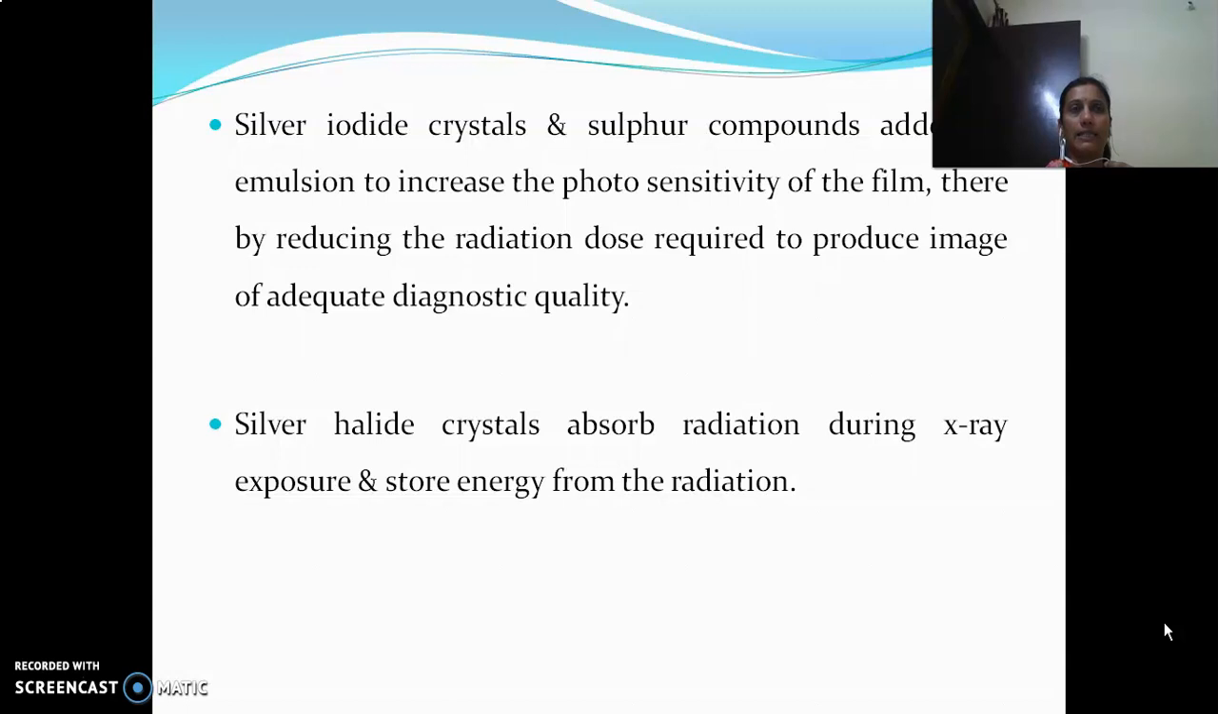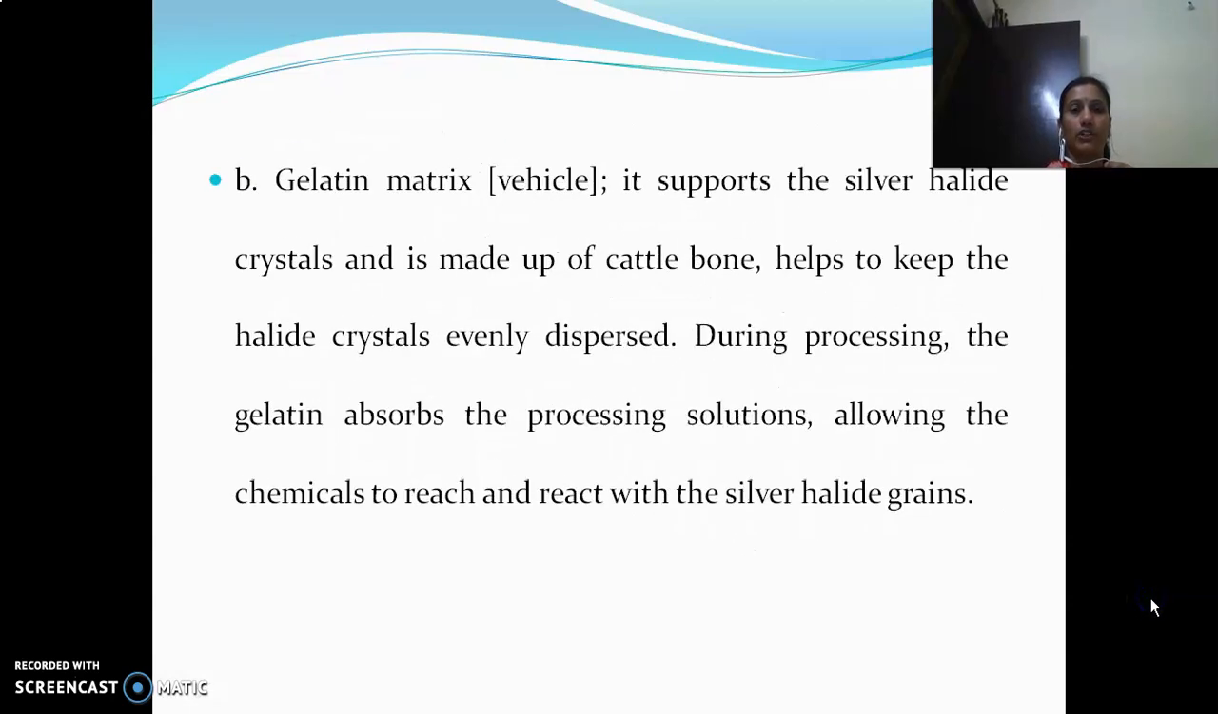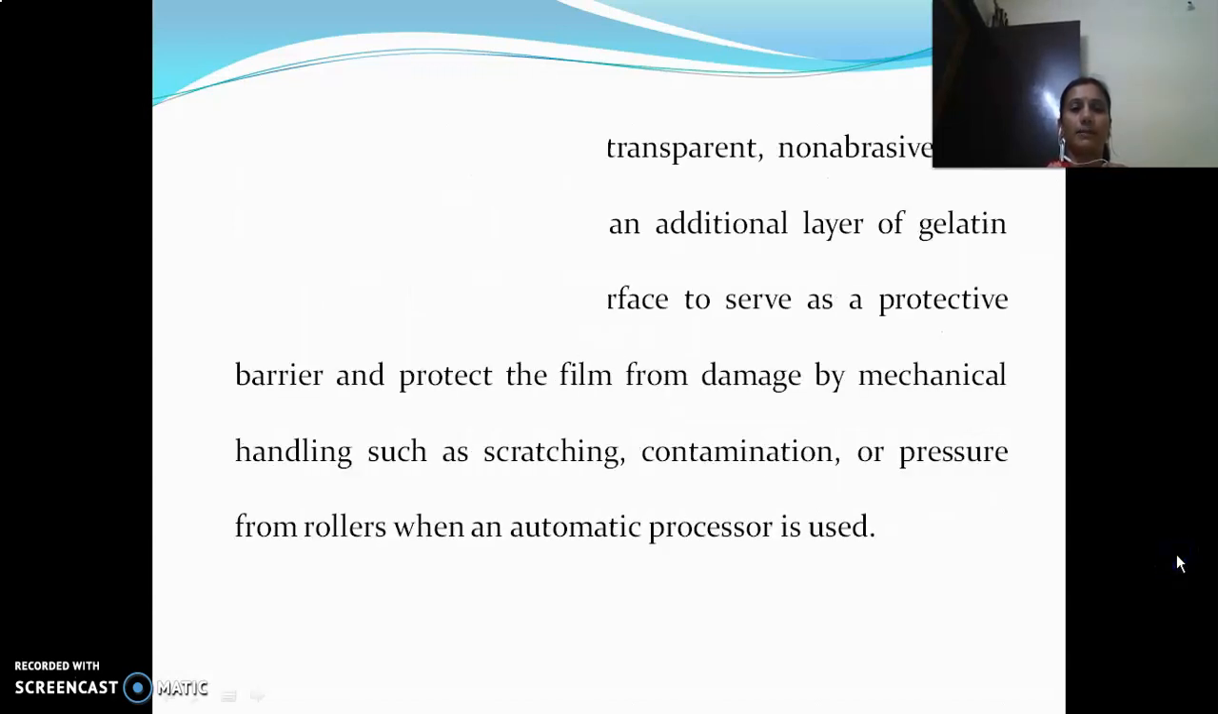The silver halide crystals absorb radiation during X-ray exposure and store energy from the radiation. Gelatin matrix supports the silver halide crystals and is made up of cattle bone, which helps to keep the crystals evenly dispersed. During processing of the X-ray film, the gelatin absorbs the processing solution and allows the chemicals to reach and react with the silver halide grains.